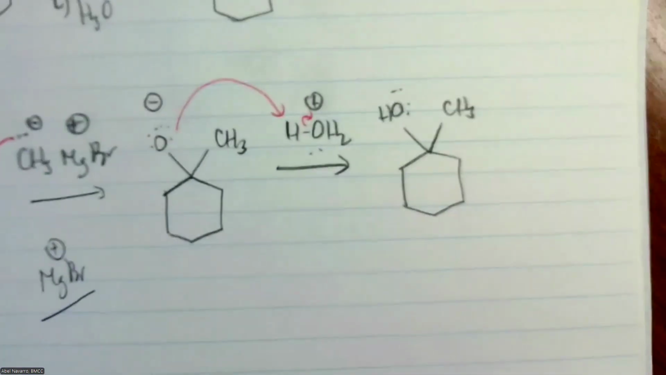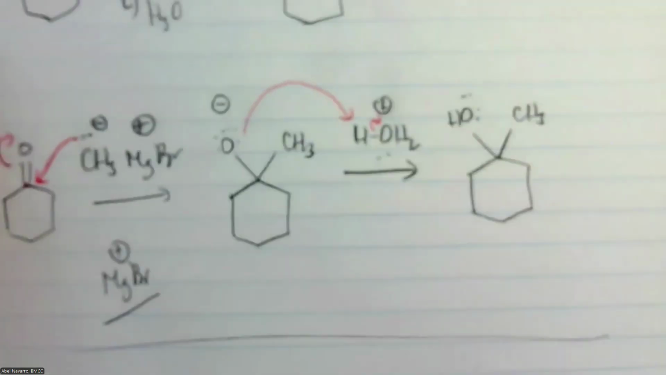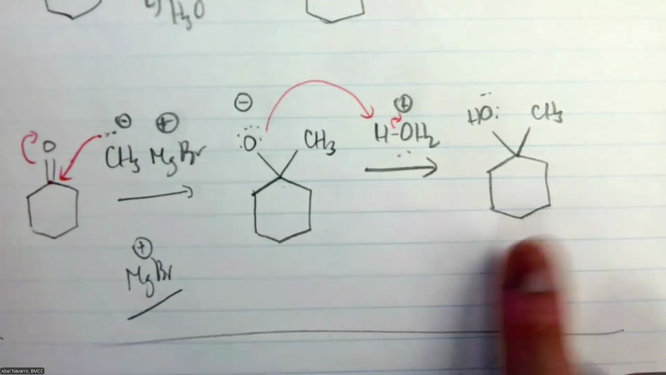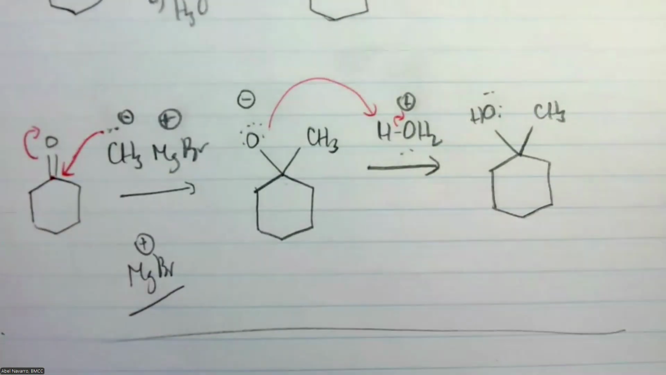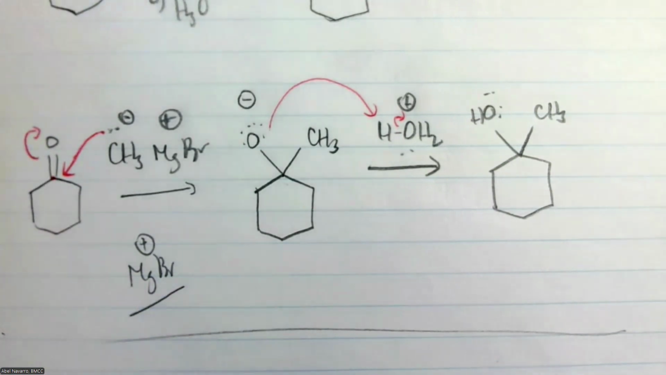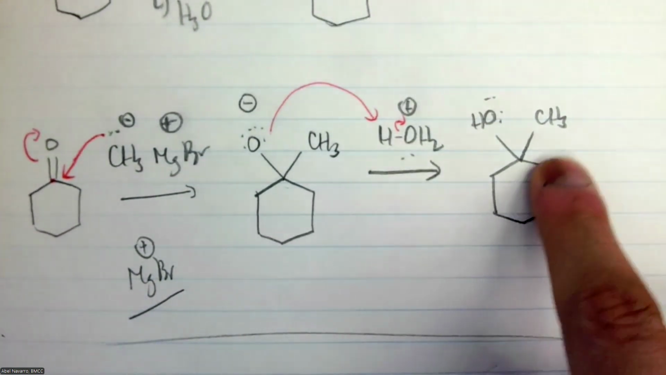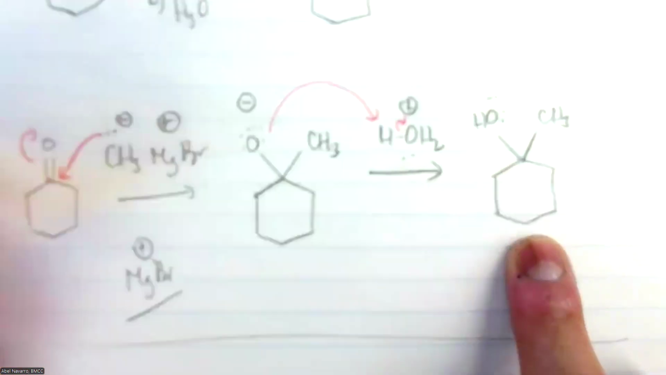Yeah, that's it. That's the mechanism for the Grignard reaction. Do we need to know this Grignard mechanism? Yes, we need to know this mechanism. So that's really how it adds to a carbonyl. You are getting here a tertiary alcohol. You see tertiary alcohol, this carbon has 3 branches.